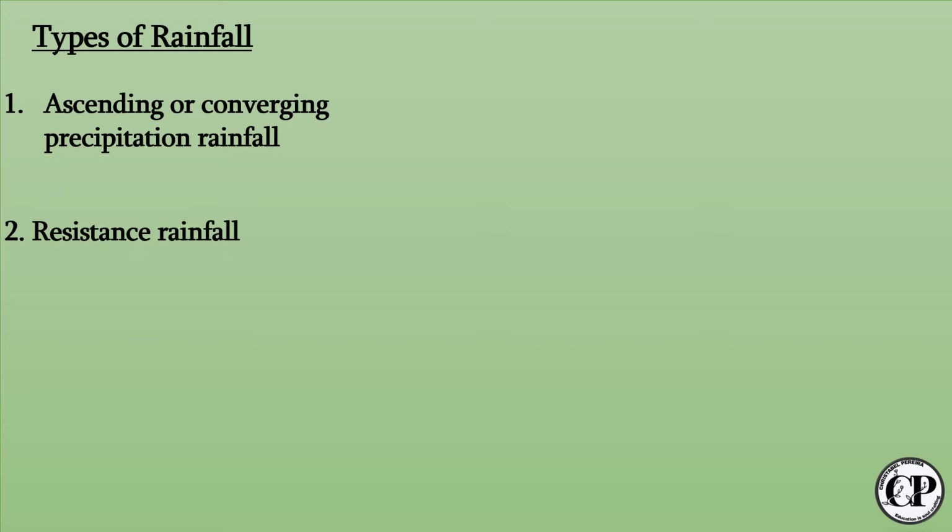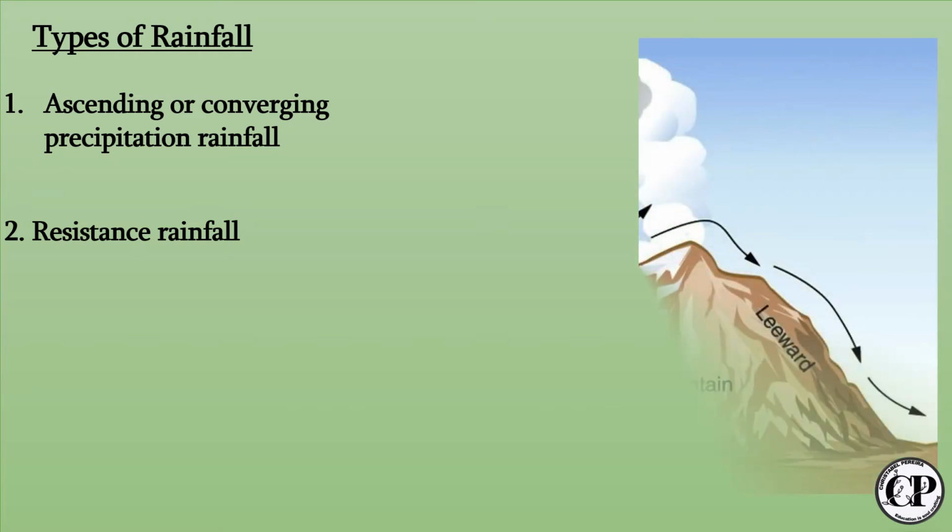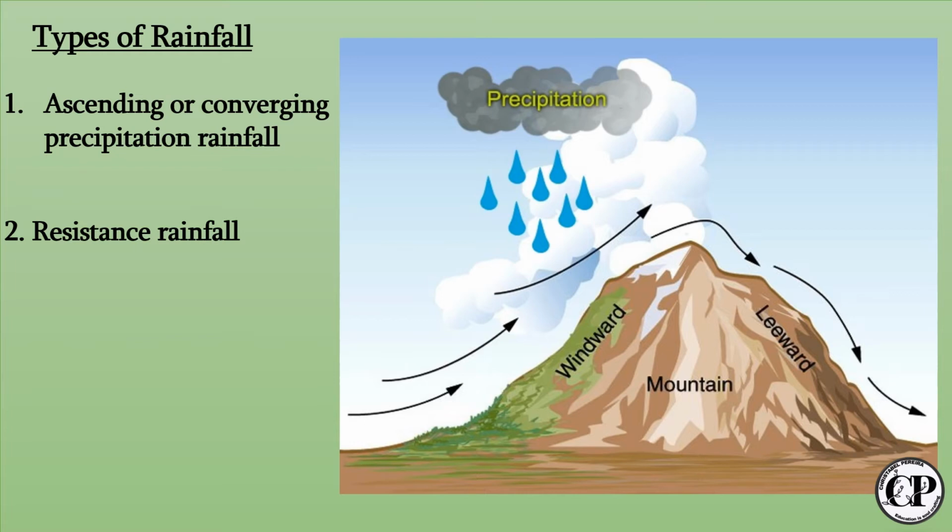Resistance rainfall, also known as orographic rainfall. When the saturated air mass comes across a mountain, it is forced to ascend, and as it rises, it expands, and the temperature falls, and the moisture is condensed. This type of precipitation occurs when warm, humid air strikes an orographic barrier, that is a mountain range, head-on. The chief characteristic of this sort of rain is that the windward slopes receive greater rainfall.